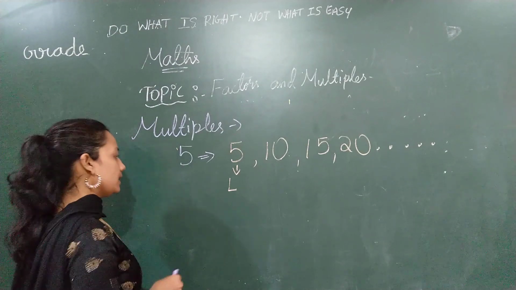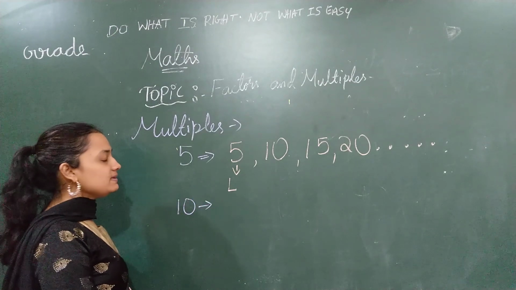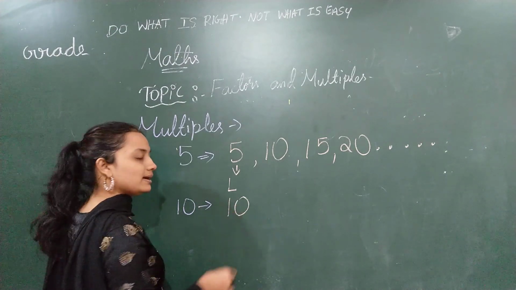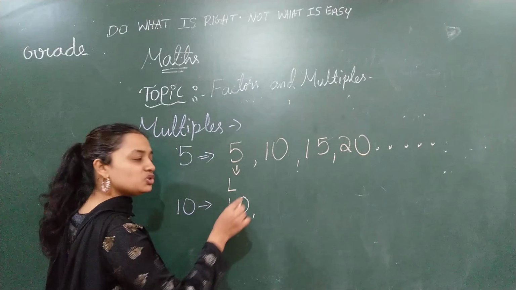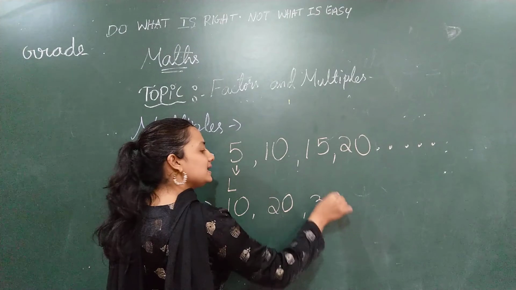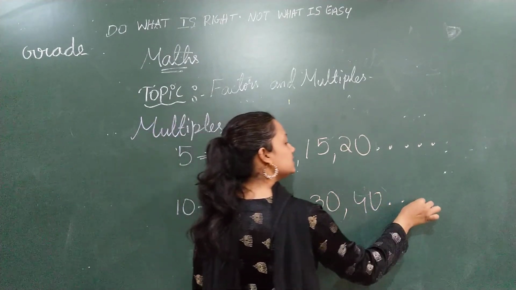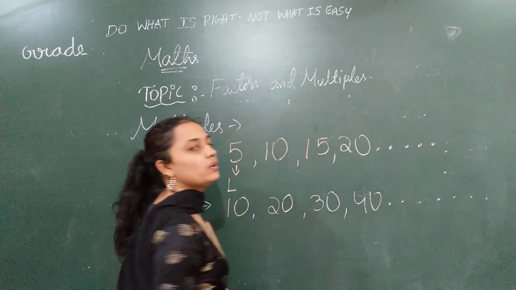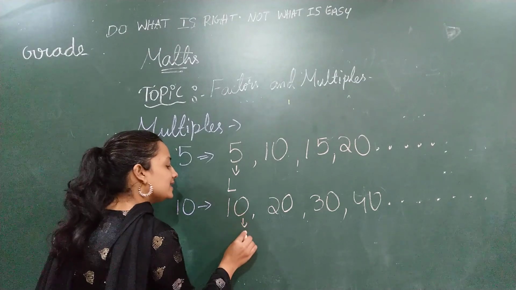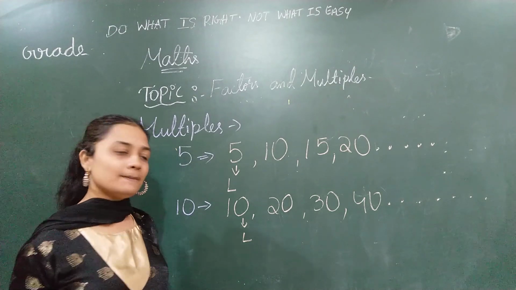Okay, now let me take one more number, 10. Let me find the multiples of 10 now. I multiply with 1, I get 10. I multiply with 2, you get 20. Multiply with 3, I get 30. Multiply with 4, I get 40. And even this keeps on going. And this is my lowest multiple. 10 is my lowest multiple. So now you have learned lowest multiples.